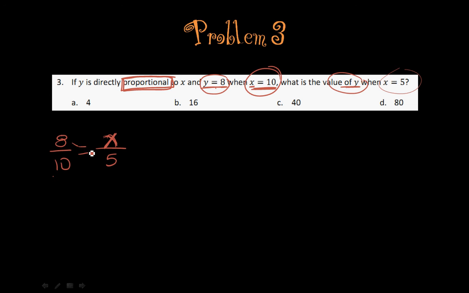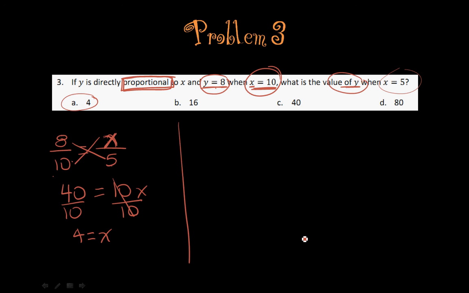So we can cross multiply. We have 8 times 5 is 40. Put your equal sign, we have 10 times x is 10x. And then you can divide both sides by 10, and you get 4 equals x, which is A. So that's one way of solving it. Here's the other way to solve it.